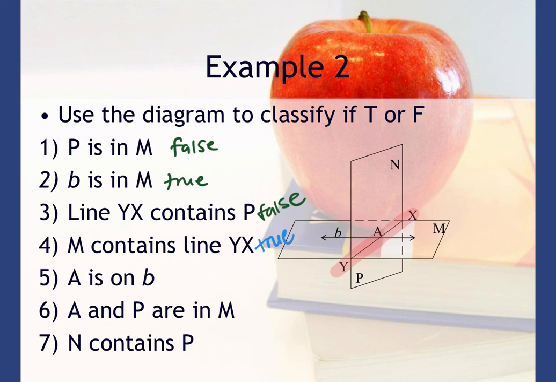Okay. 5, A is on B. True. 6, A and P are in M. False. What part? First of all, P is not a point in M. I know P is a point on plane N. Yes. Okay. And N contains P. True. Good.